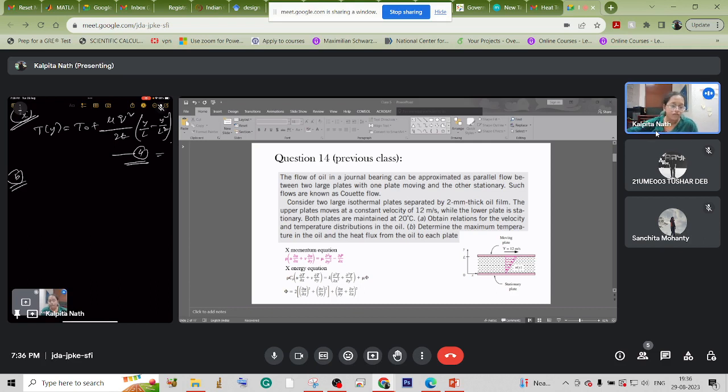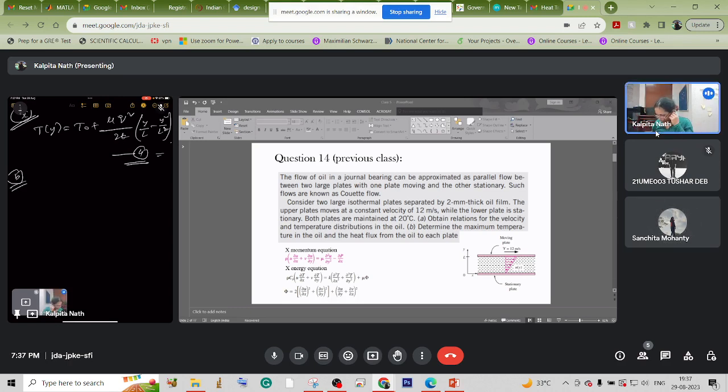Have you solved it? No, ma'am. Where are you facing trouble? Ma'am, the differentiation to find the maximum temperature. Have you differentiated it? You know at which point you can find the maximum temperature. Tell me the point. Ma'am, where dT by dy will be equal to zero, in the differentiation to find the maximum point, right?